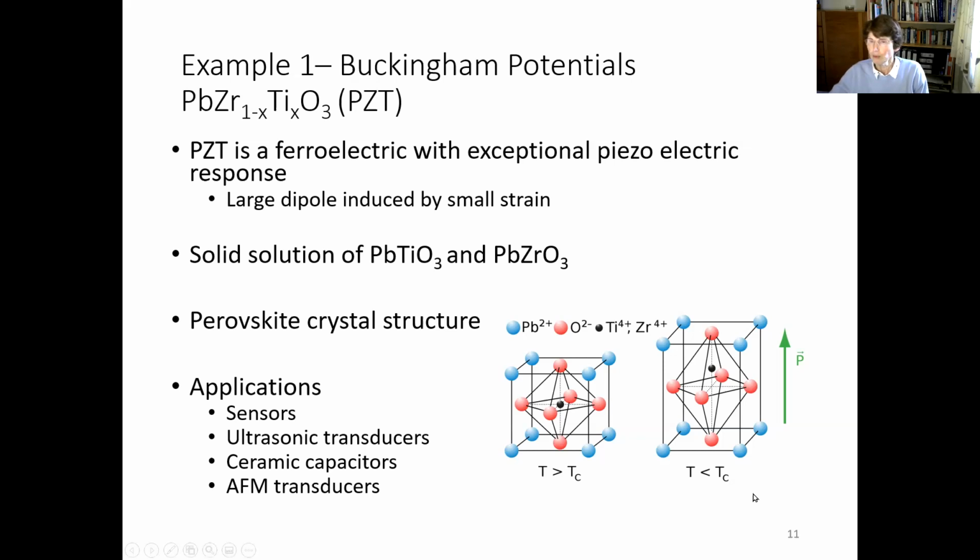Above TC, everything's symmetric, and you don't get any polarization. But below TC, you get a distortion. This can be a rhombohedral distortion, or here shown a tetragonal distortion. So basically, the unit cell distorts in one direction, and that means the central ion moves off center. So each unit cell has a polarization, and that means your crystal itself has a polarization below TC. Above TC, you've got zero dipole moment or zero polarization. Below TC, you've got a dipole moment.